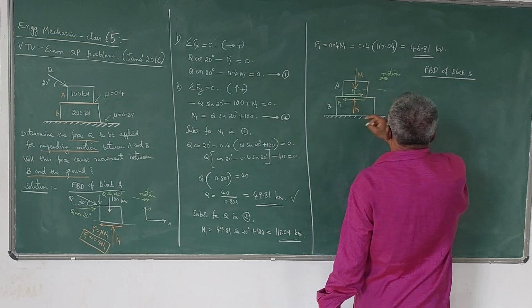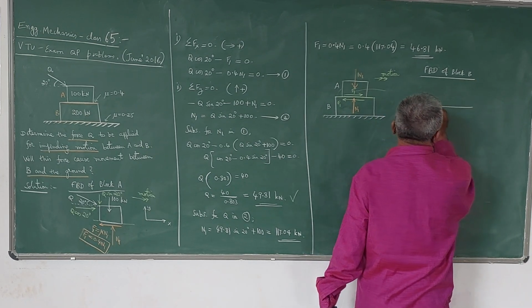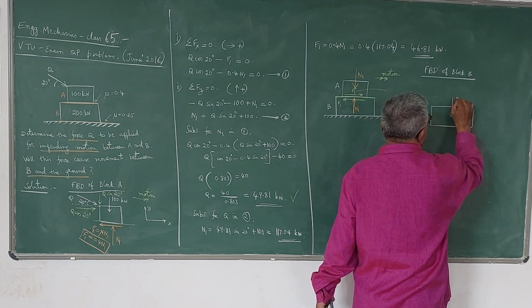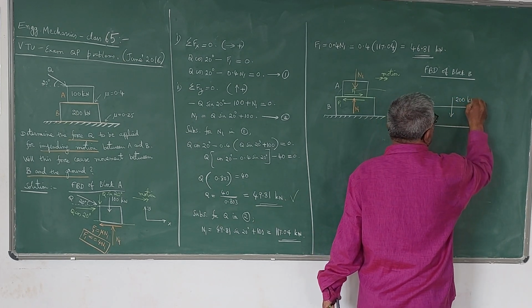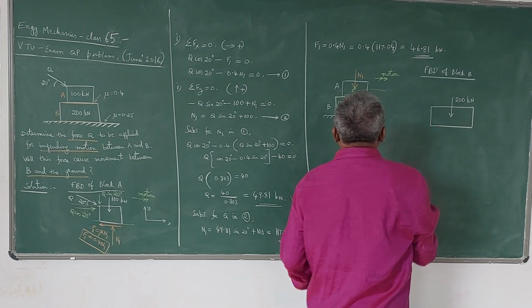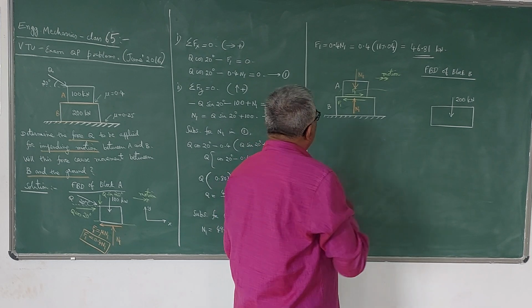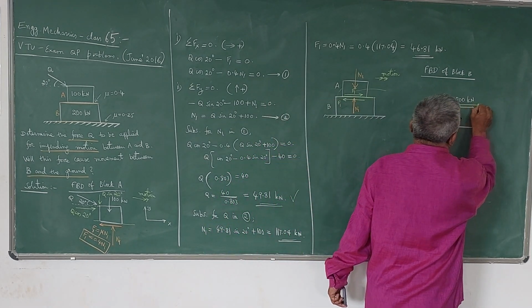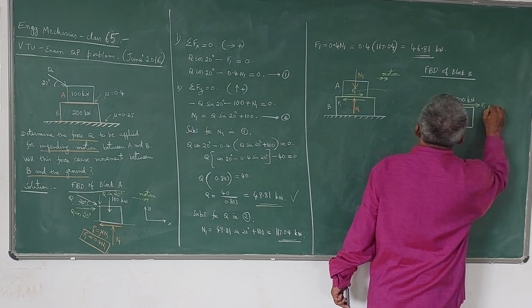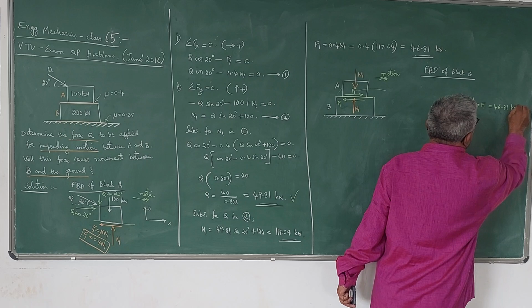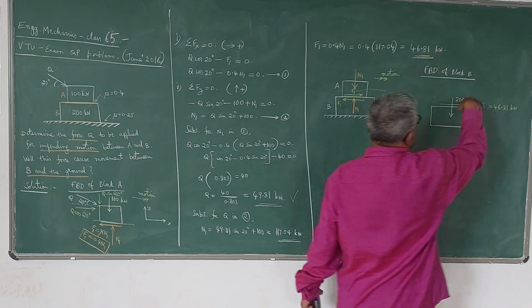Now I have to take only this one now. So be careful here for writing the weight of this block B is 200 kN, that is given. It is acting vertically downwards. Now be careful that this F1 force, I have to take this one for block B. So F1 is acting like this. So this F1 force already we have got it as 46.81 Newton. This value we have to take.